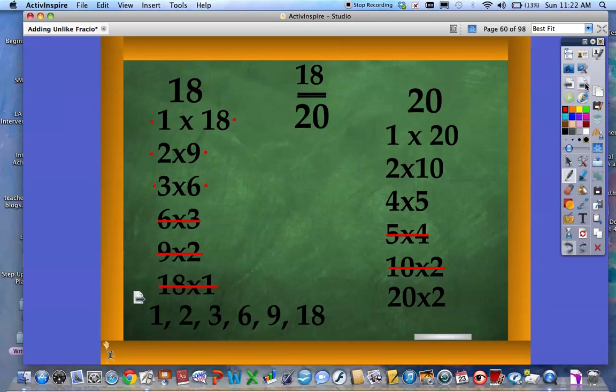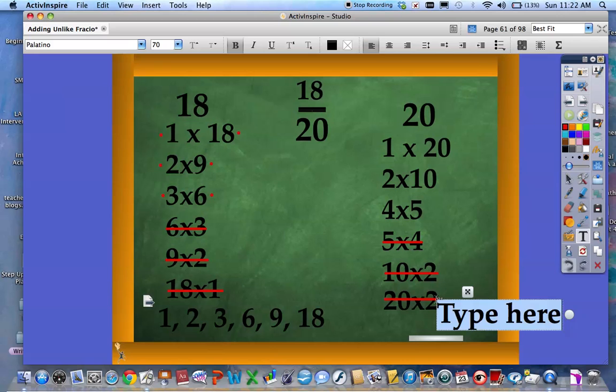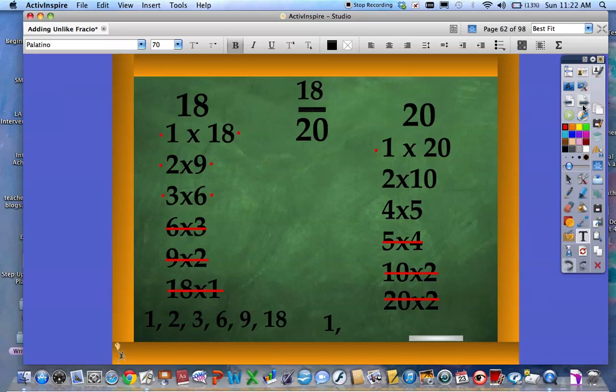We can skip right to 20 times, sorry, there's a little mistake, 1. And that also is a repeat. And I'll quickly fix that one too. Okay, we'll just leave it, sorry. So now I'll list my factors down here on the bottom.